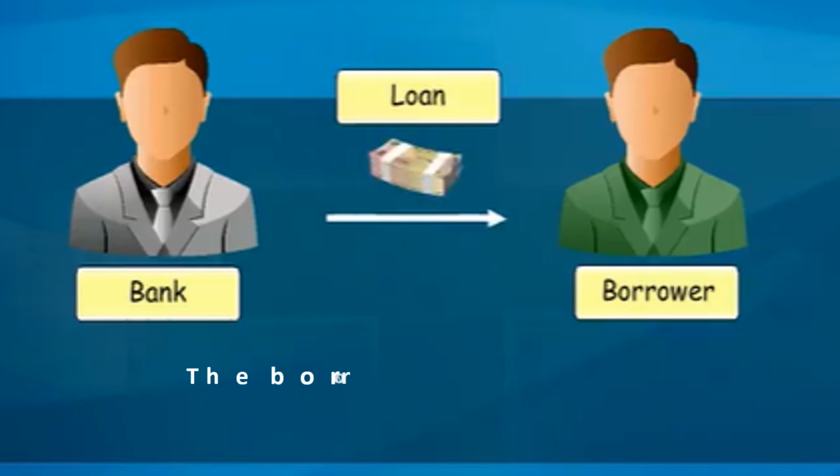Now as said here, the bank provides the loan to the borrower. Now this borrowed amount is called a loan, and the borrower, once he collects the loan from the bank, needs to pay some money to the bank, and this amount is called interest.